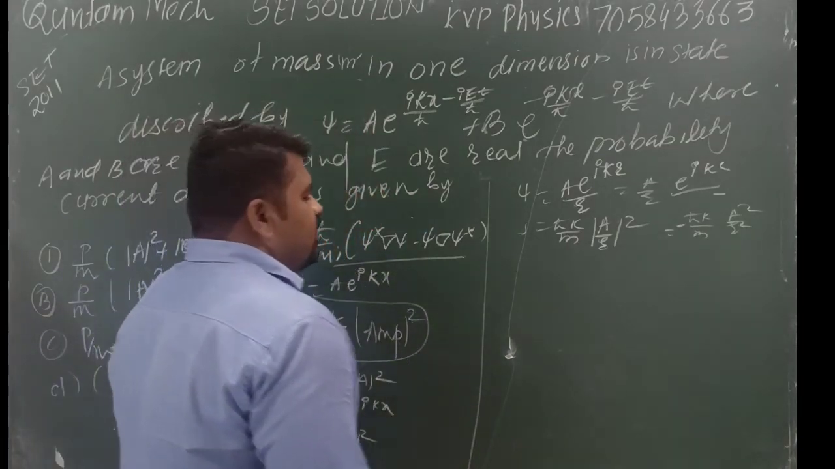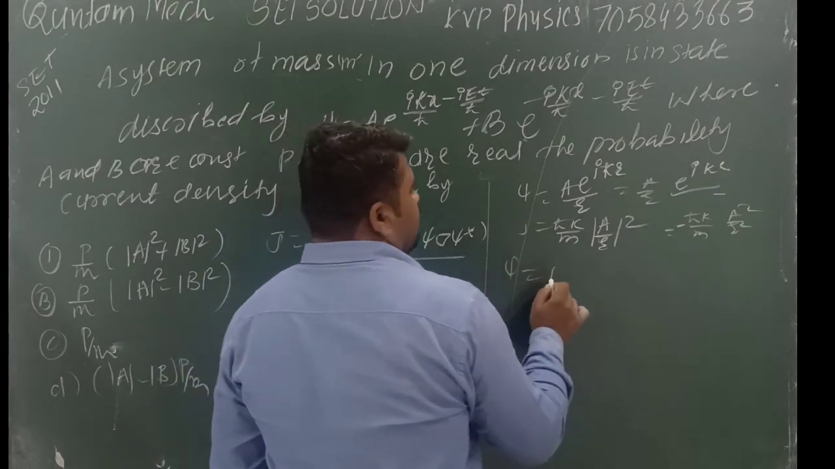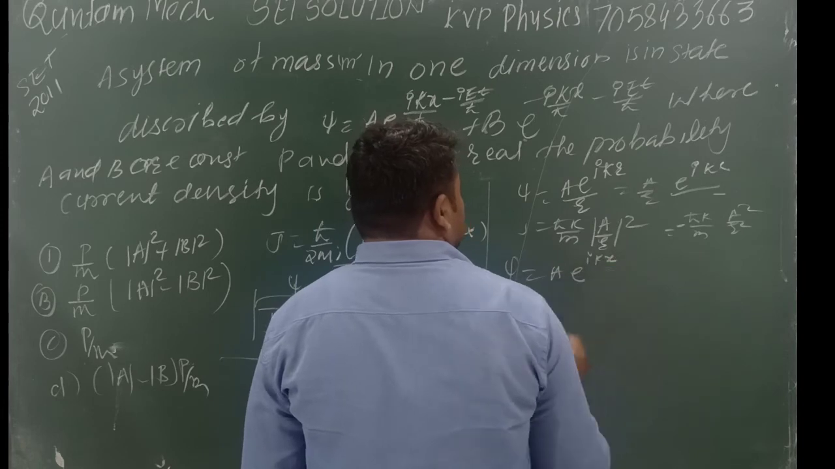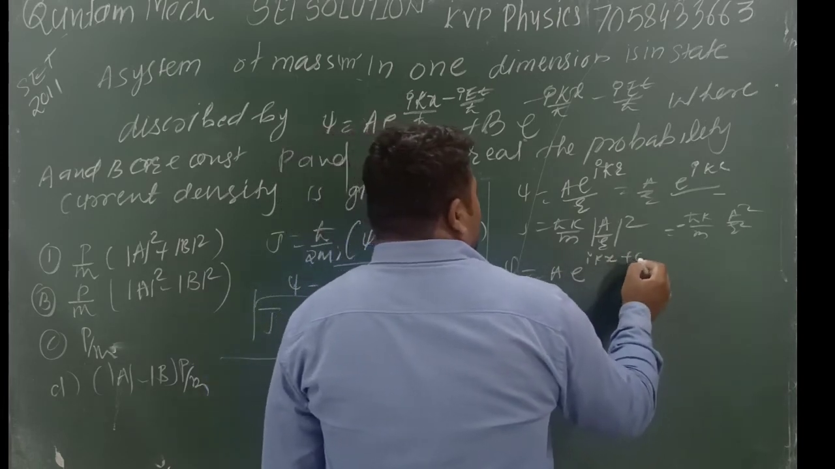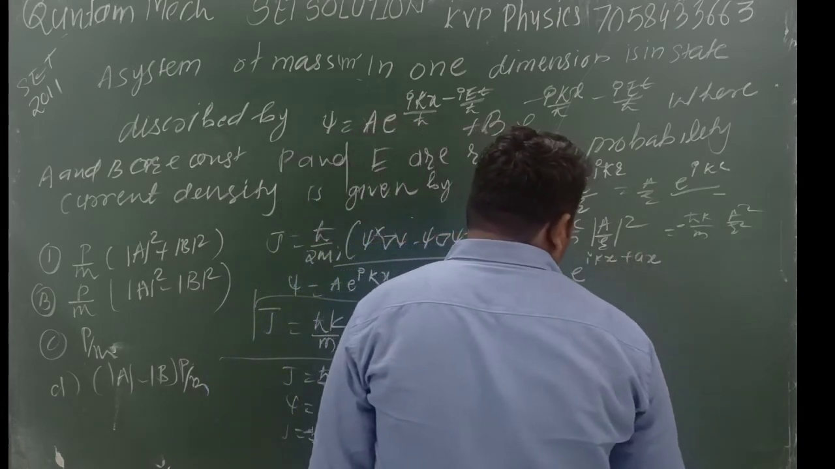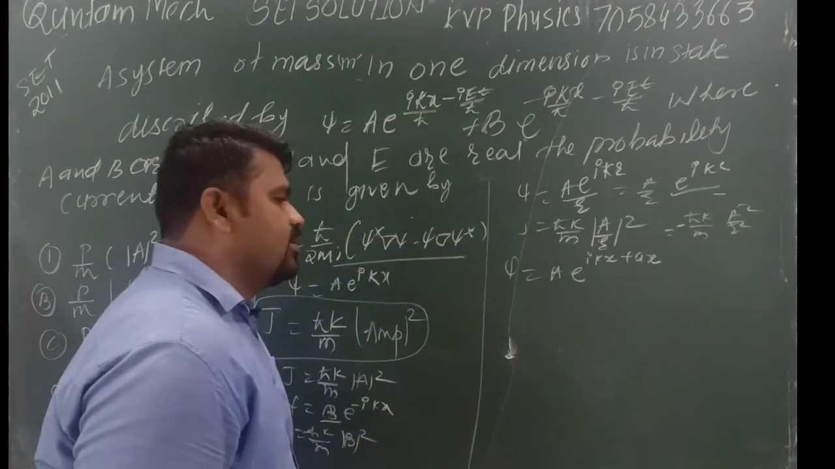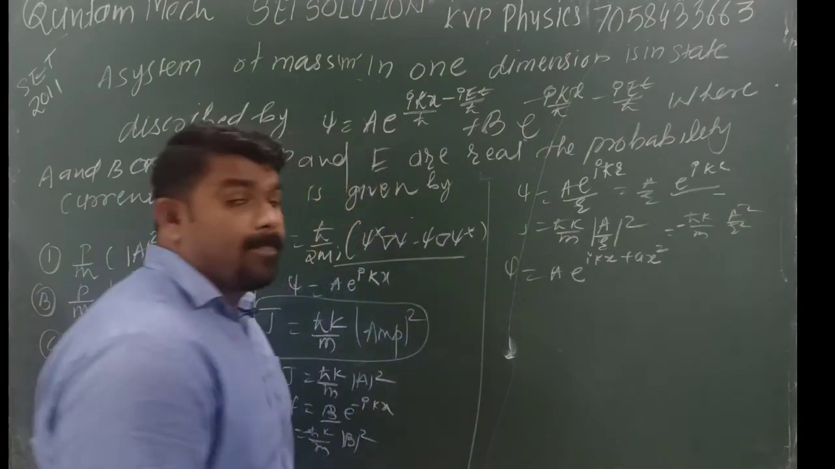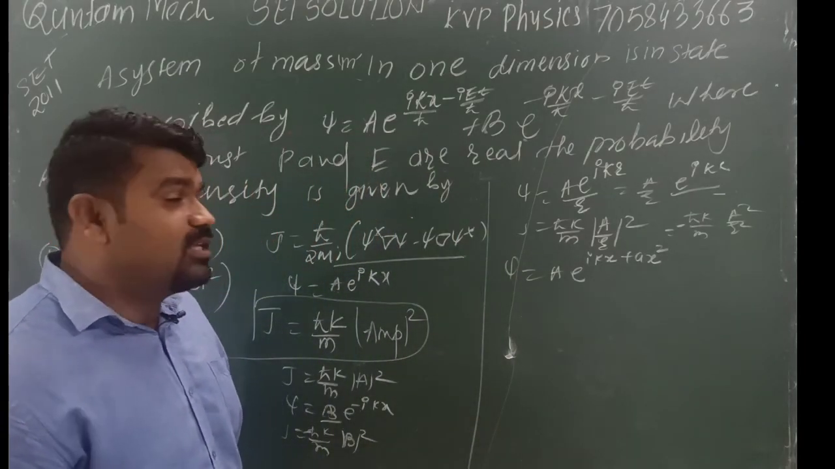Next, suppose psi is equal to a e to the power ikx plus a e to the power x square plus a x. Suppose a e to the power i x square. Now what is the answer for this case?